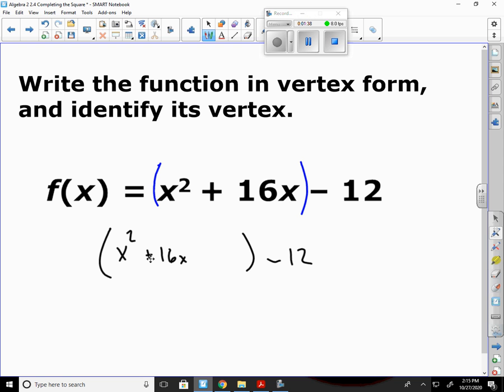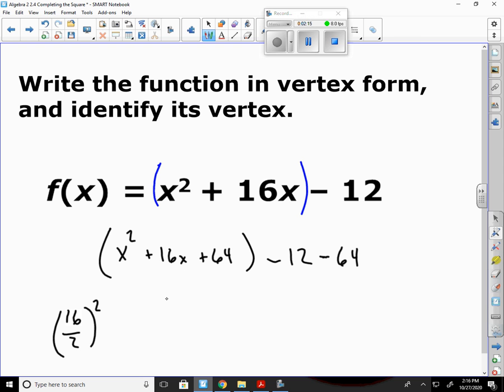So how do we do that? Well, just like we've been doing. We do 16 over 2 squared. 16 over 2 is 8, and 8 squared is 64. So we get a plus 64 inside of here. Now this step is important because I can't just go adding 64 into the equation, and there's no equal sign to add it to the other side. So here I have to subtract 64 as well. If I add 64 in, I'm going to subtract it on the outside.